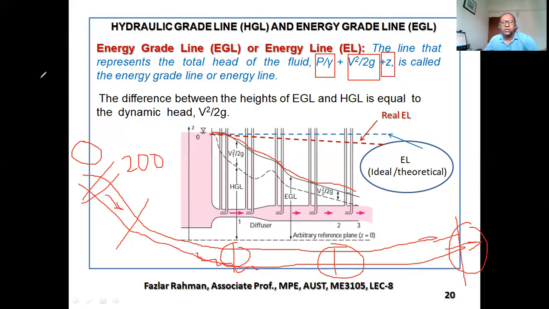Okay, so you see the ideal energy line is a straight line with blue color. It's the ideal line, but in reality the curve will be like that, and this much loss is actually due to the friction. Okay, so what we need to learn from here, what is energy grade line or energy line, and you need to know what is hydraulic grade line, HGL. Okay, that you need to know.